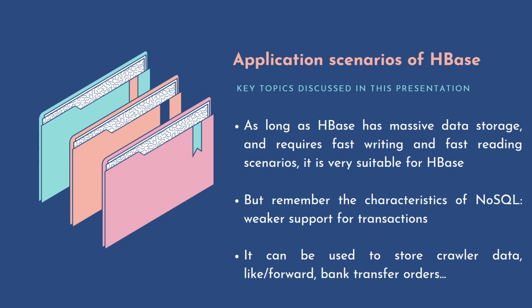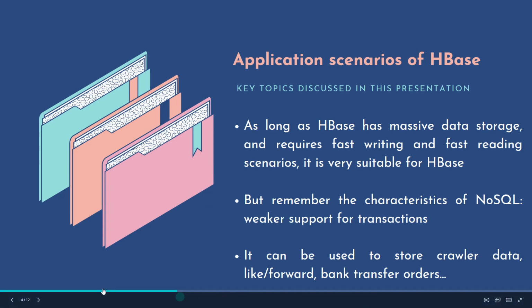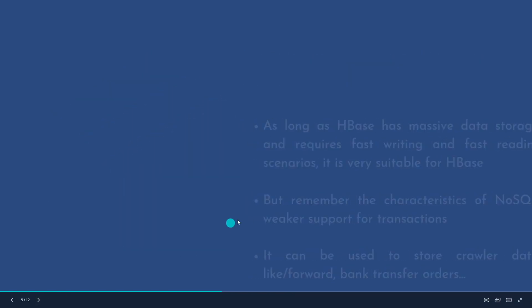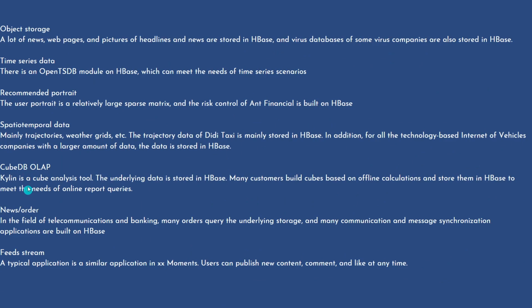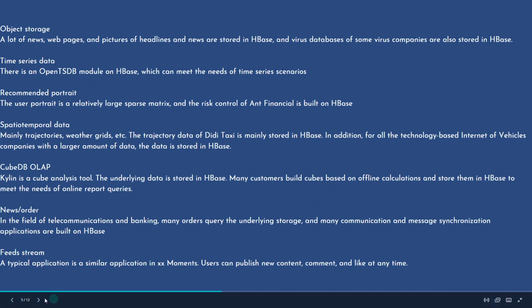But we have to remember the characteristic of NoSQL is weaker support for transactions. So it can be used to store crawl data like forward bank transfer orders, like those stream data. Yeah, that will be pretty good. And also I gave some examples of what HBase can do.